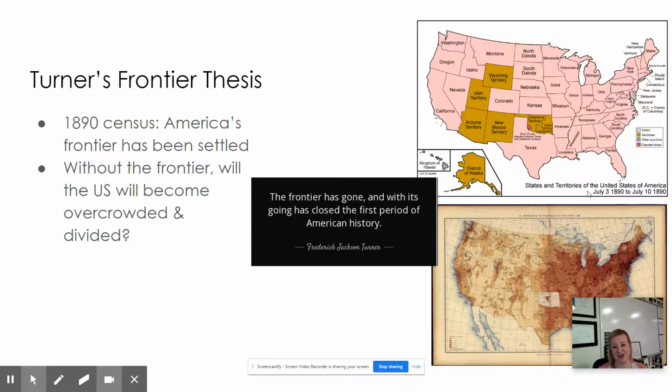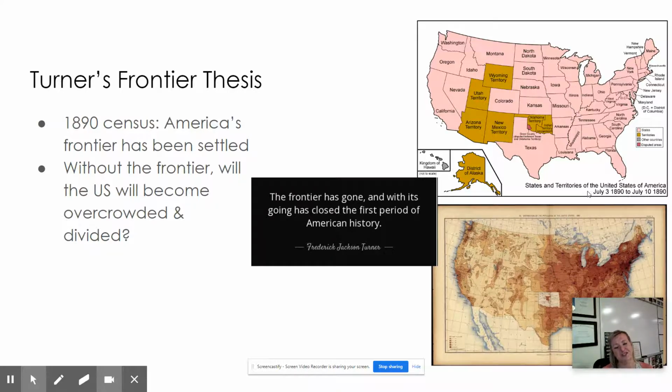Frederick Jackson Turner is a history major, right? Much like myself, much like Ms. Kiefer. And so he went and got a PhD in history from the University of Wisconsin at Madison. When you seek a master's degree or PhD, you have to write a very large paper. I wrote a paper, it was 136 pages, in order to get my master's degree. And it was a thesis, right? I wrote on a topic.